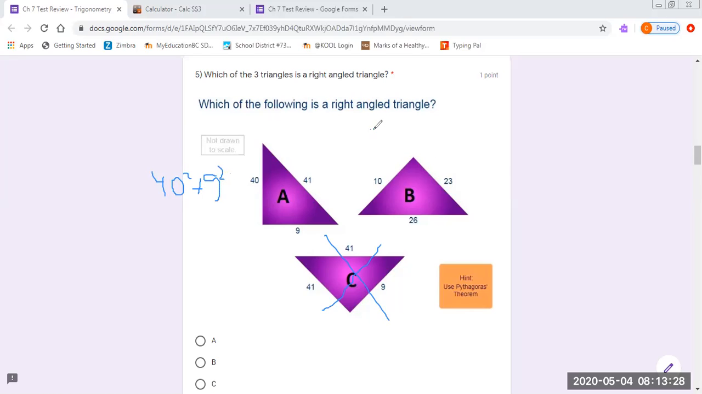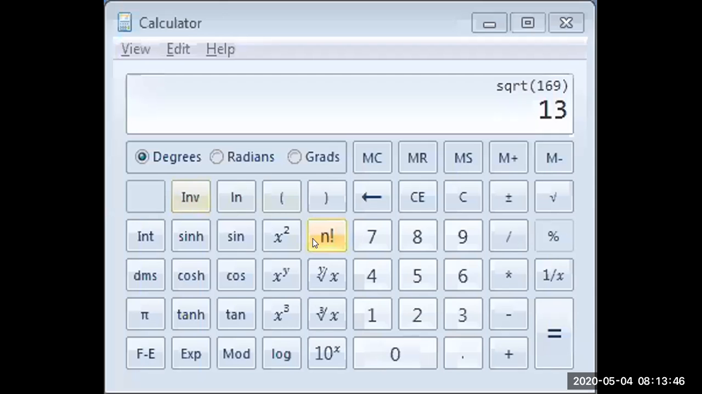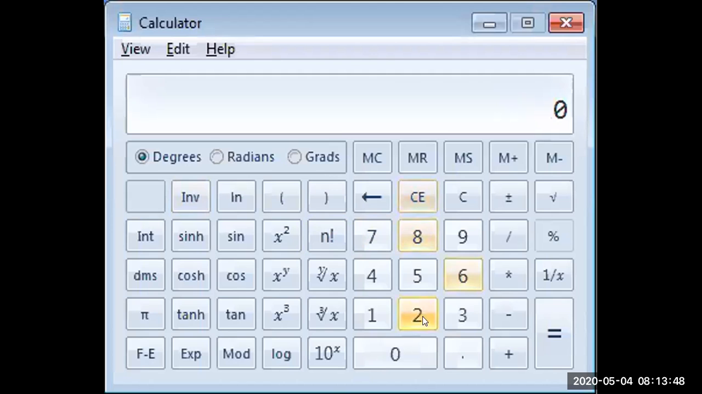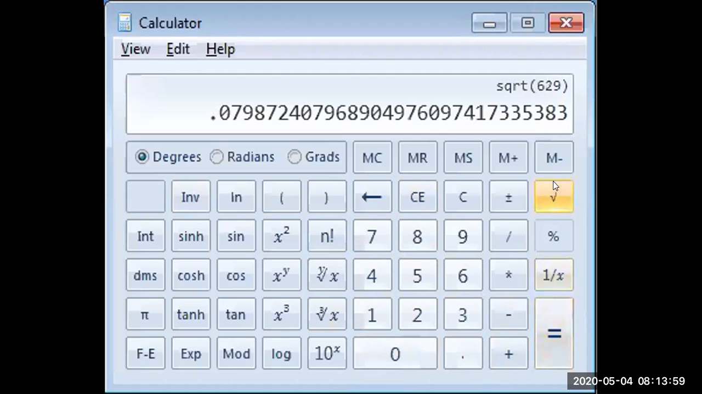And likewise over here, we would do 23 squared. So we're taking the two shorter lengths, 23 squared and 10 squared, to see whether that's going to add up to 26 squared. Let's see what that looks like in the calculator. I'll do B first. If we go 23 squared plus 10 squared, and then take the square root, we should end up with a value of 26, but we don't. We get 25.07, so that's obviously not the right answer.